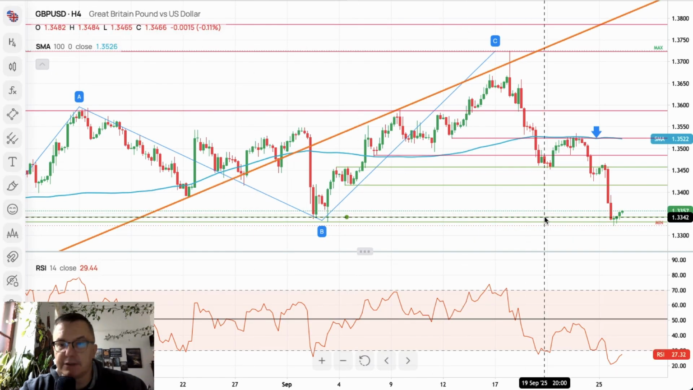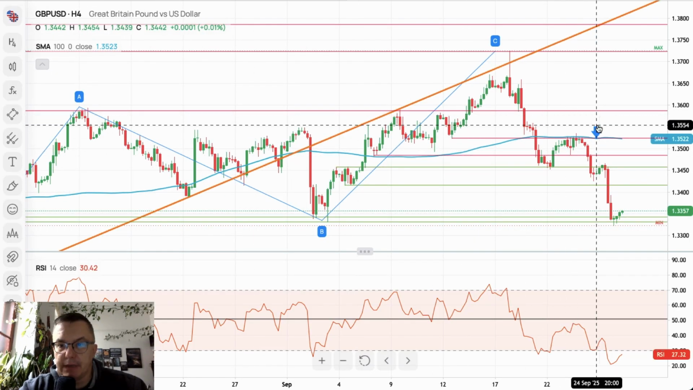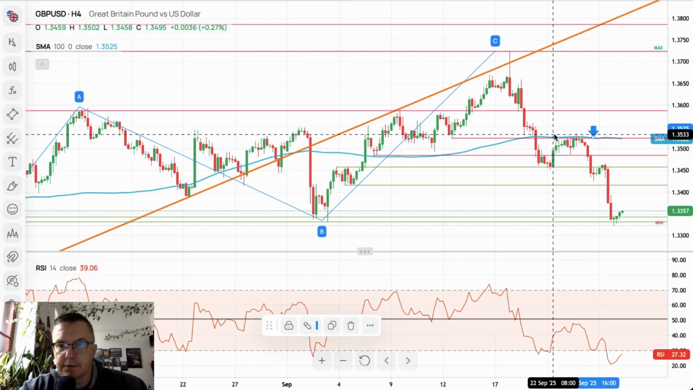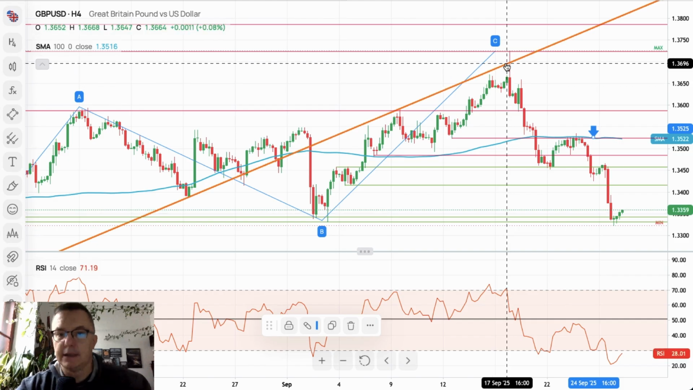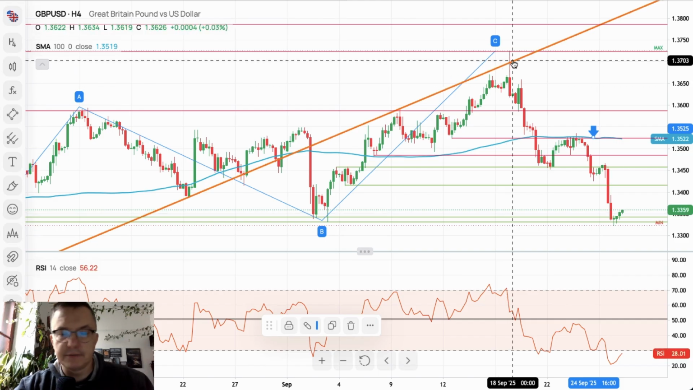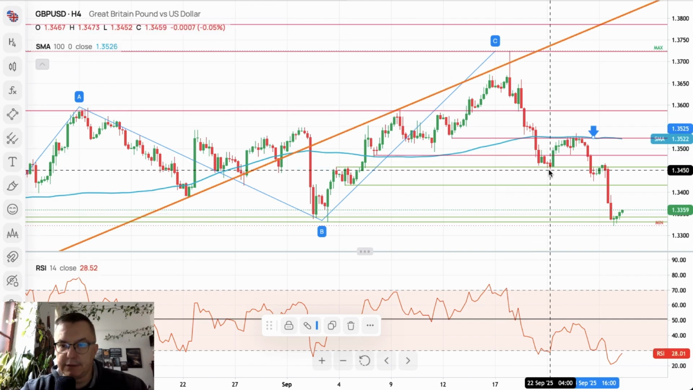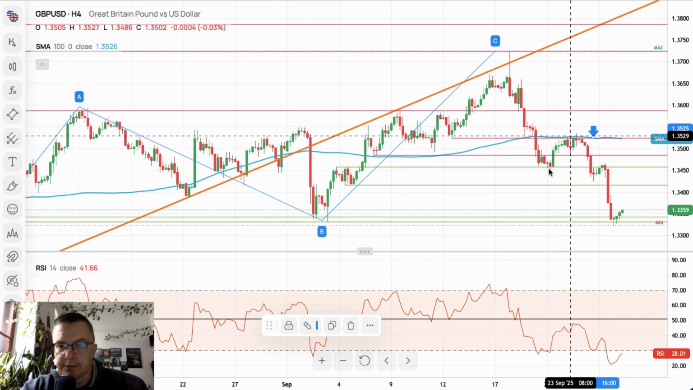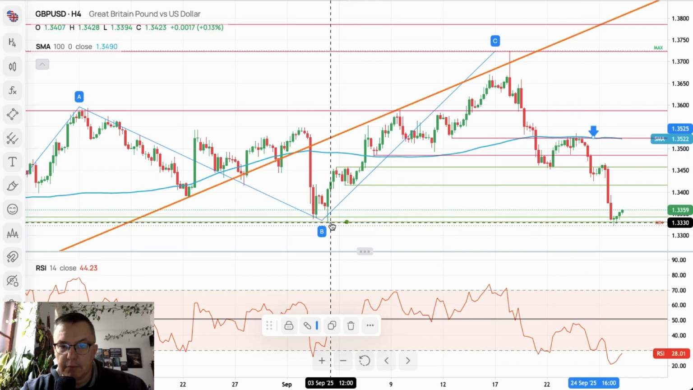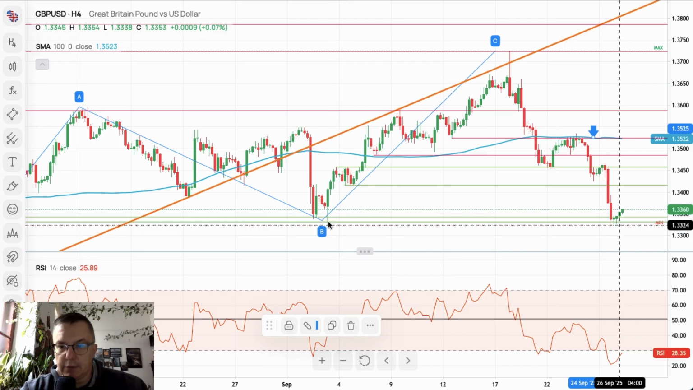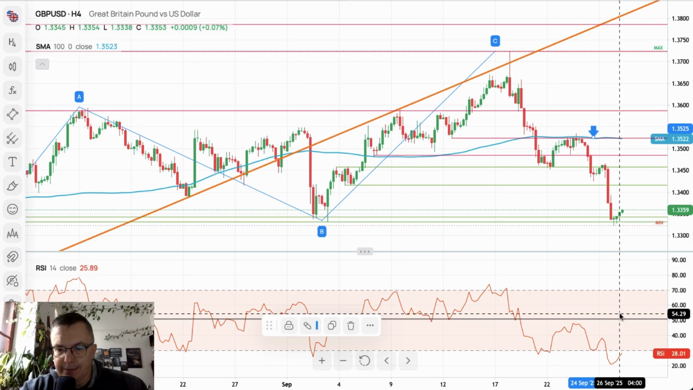How about the British pound? The British pound bearish as well. So just as we planned, after the very big reversal candle and the rejection of the trend line breakout, we went down towards 1.3452. A little bit of a pullback towards the 100 periods moving average, and then a big movement to the downside back to the lows of the wave B, 1.3331. Local low made a little bit lower, 1.3323.